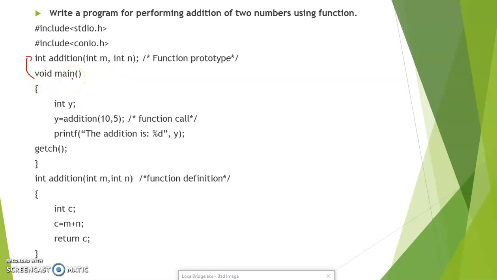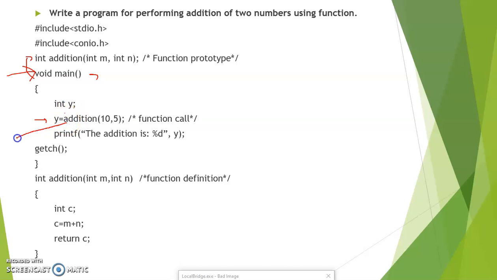Now void main. As you know, in C programming, control starts from the main function, meaning whatever execution happens starts from main. See, opening braces, control will come to this point, integer y, variable y is declared. Now here the function call is there. At this point, addition 10 comma 5, this is my function call.